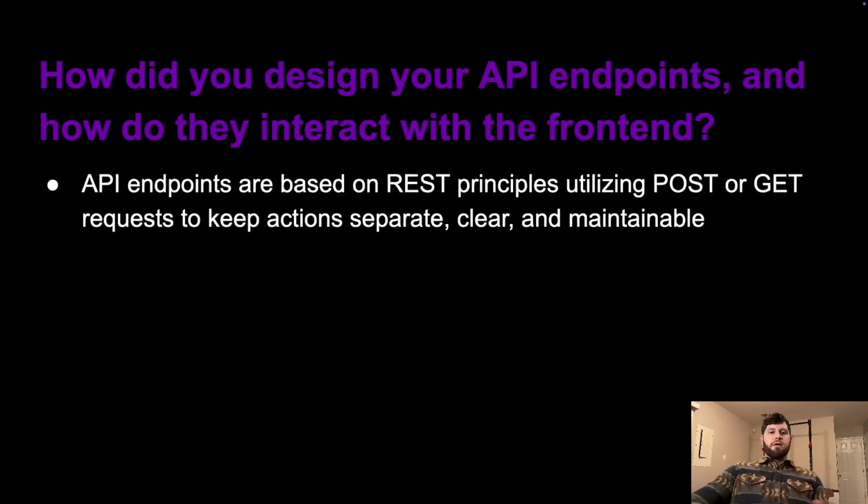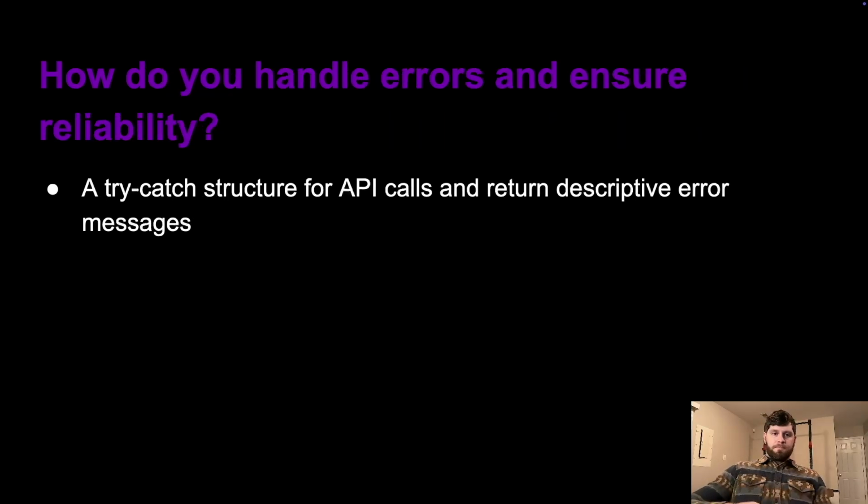How did we design our API endpoints? We used REST principles utilizing POST requests, such as our create a poll method, and GET requests, such as our random poll. These help keep our actions separate, clear, and maintainable. How do we handle our errors to ensure reliability? We used a try-catch structure with our API that gave us descriptive error messages that helped us identify where the errors are happening and how we could fix them.